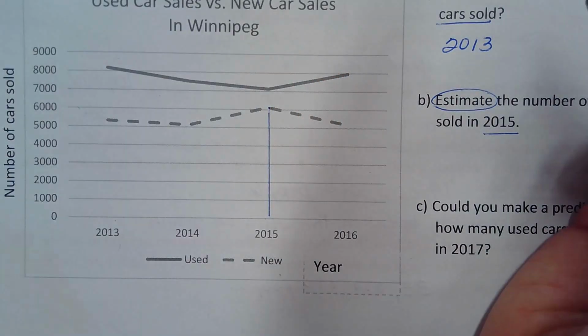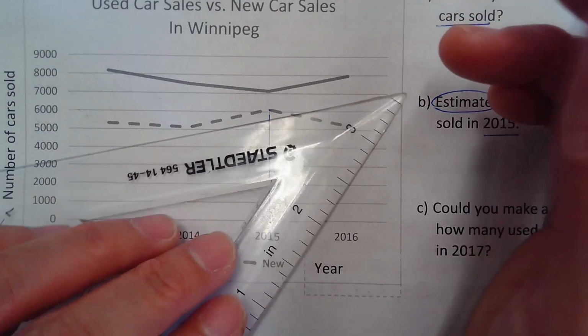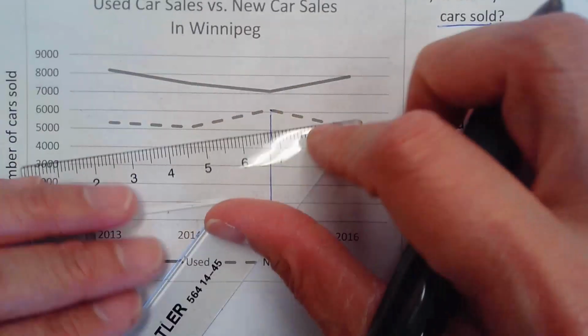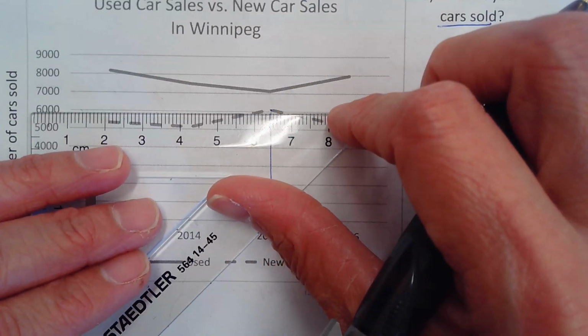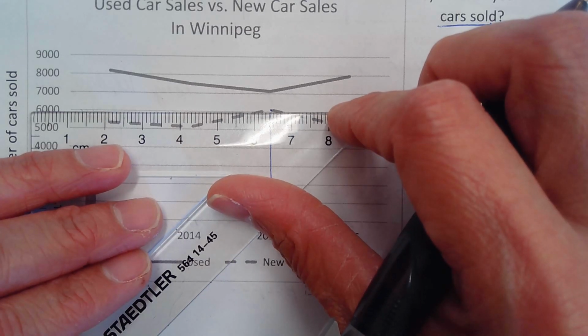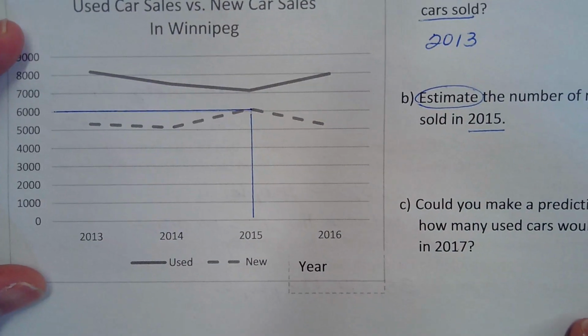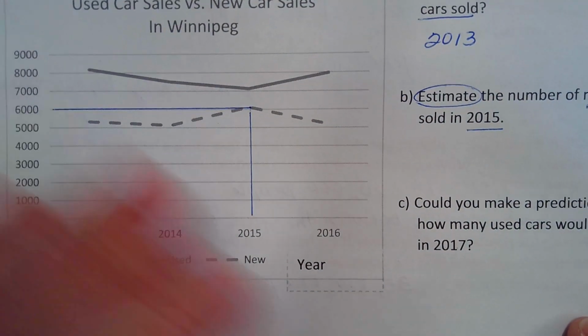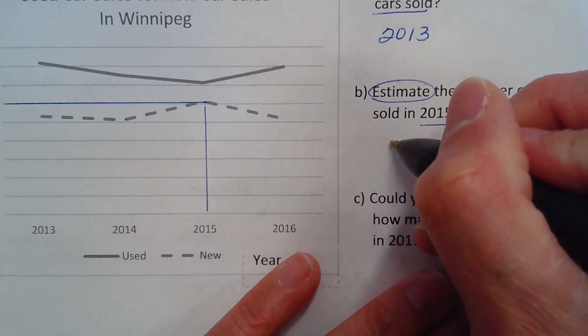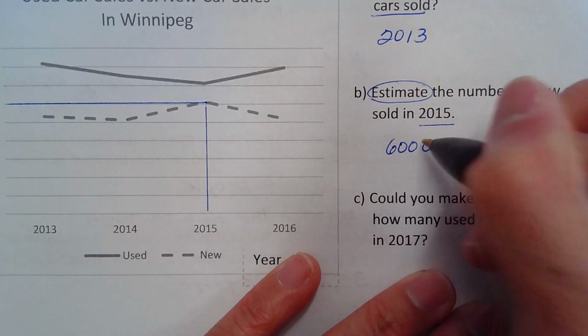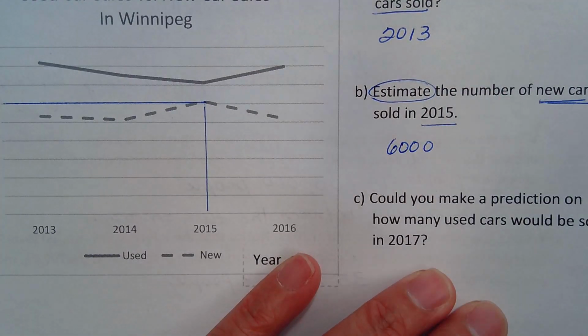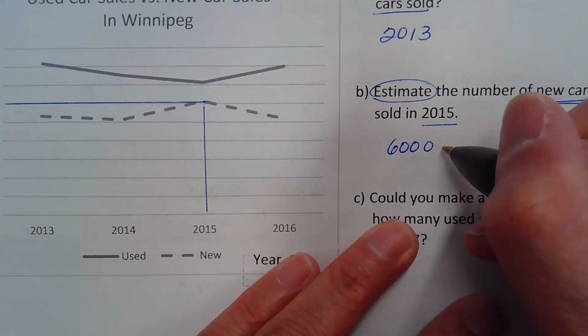Right there. I'm just gonna do the estimate. Approximately, yeah, you're right, it's slightly above, but because it's an estimate, we can say it's approximately 6,000. Yes? Is that okay? So 6,000 what? New cars. Cars, new cars.